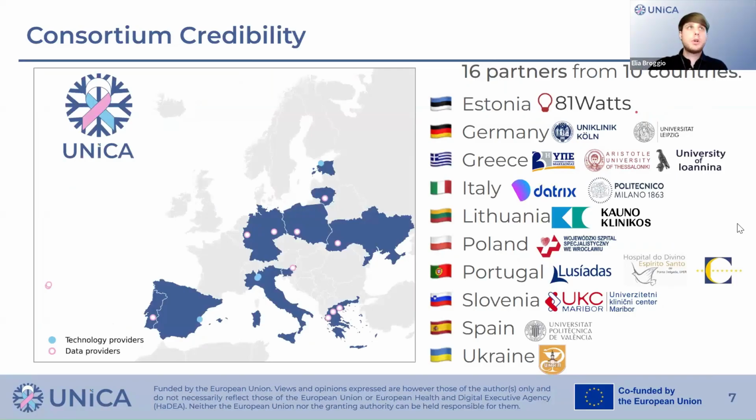To support this initiative, we have built a consortium of 16 partners from 10 countries. As you can see from the map, we span from the Azores Islands to Ukraine, so we span across the entire width of Europe. We have 12 data holders, or 12 hospitals, that will contribute directly to the EUCAIM repository. And there are 4 technological providers, which are Datrix, the coordinator, UPV for alignment with the EUCAIM initiative, Politecnico di Milano to help in the technical effort, and 81 watts for the dissemination and communication part.